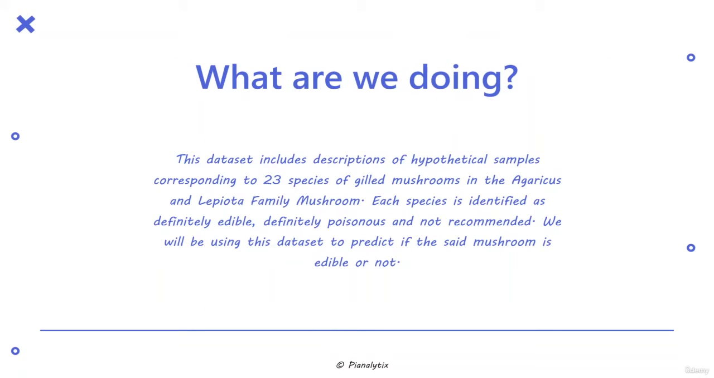There is this dataset of mushrooms, and this dataset includes descriptions of hypothetical samples corresponding to 23 species of gilled mushrooms in the Agaricus and Lepiota family. Each species is identified as definitely edible or definitely poisonous, or not recommended for eating. We will be using this dataset to predict if a given mushroom is edible or not.